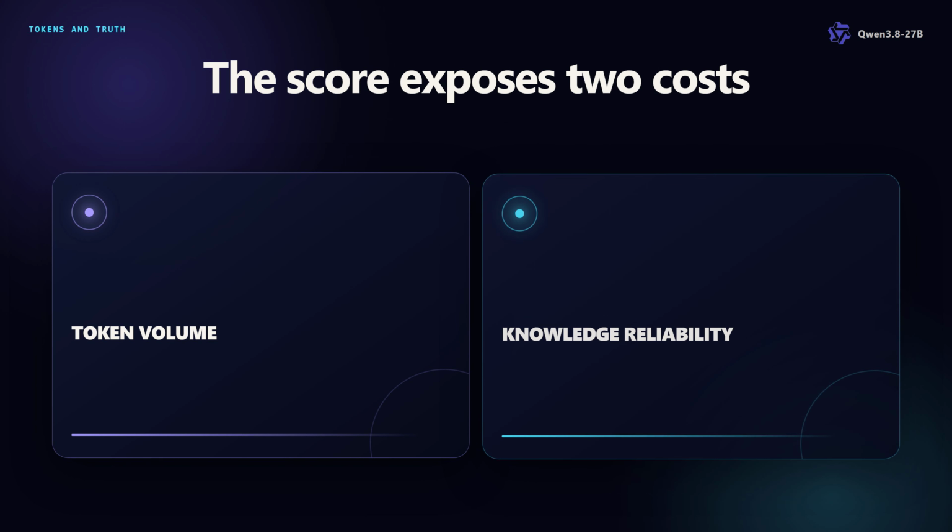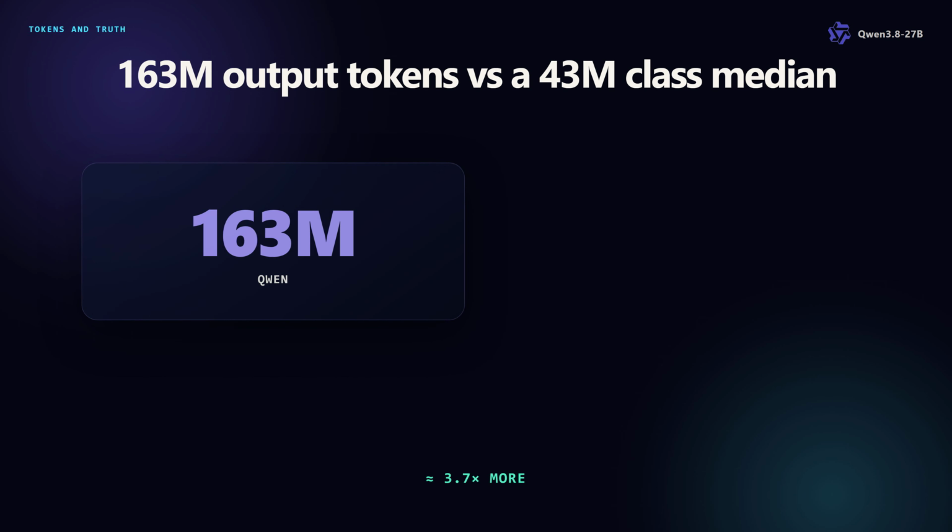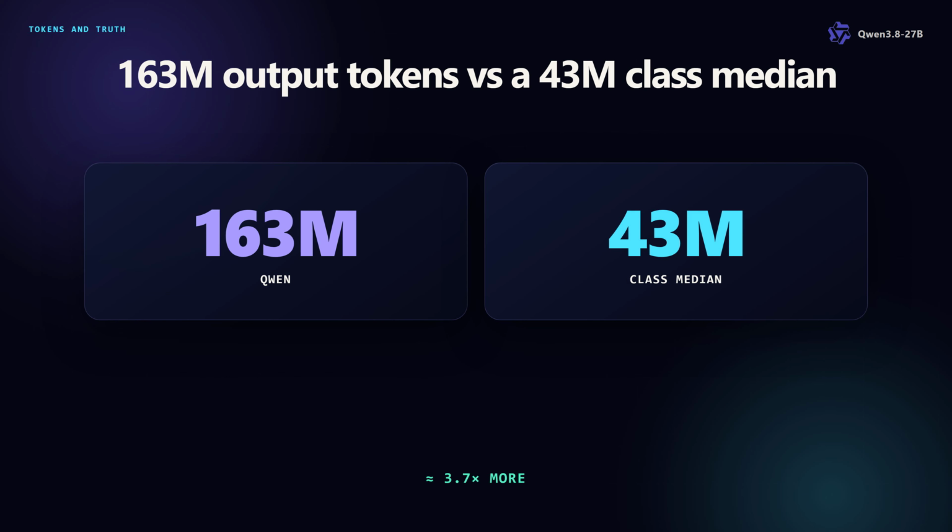The independent results expose two important costs. First, verbosity. Qwen produced about 163 million output tokens across the index, compared with a 43 million class median, roughly 3.7 times more. Long reasoning may support the high score, but it also means more latency, energy, and hosted output cost.